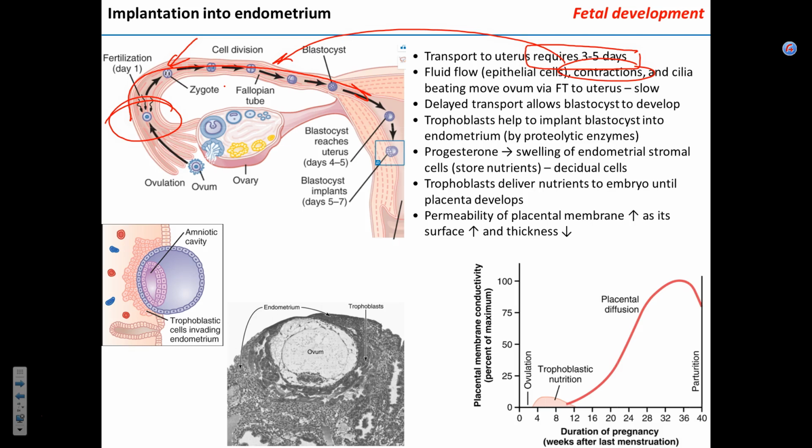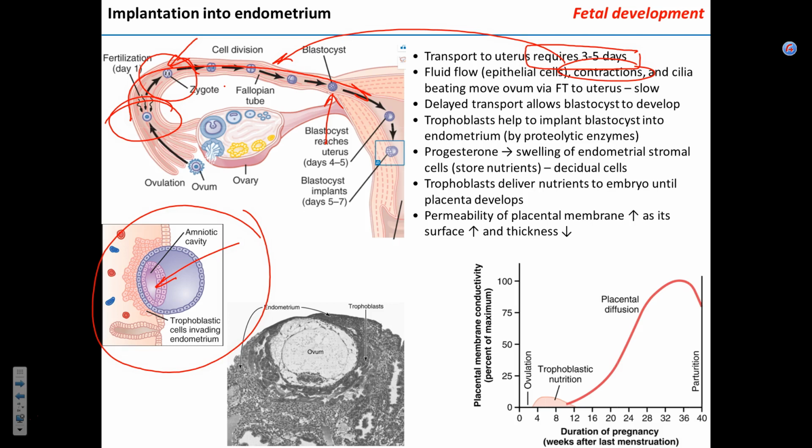And the reason why transport takes a bit of time is that during the time that the zygote spends in the fallopian tube, it divides. And it basically partitions into more and more smaller cells. Here you see that zygote develops into a blastocyst. So here you can see a blastocyst enlarged, okay, with the first traces of the amniotic cavity. Does that make sense?